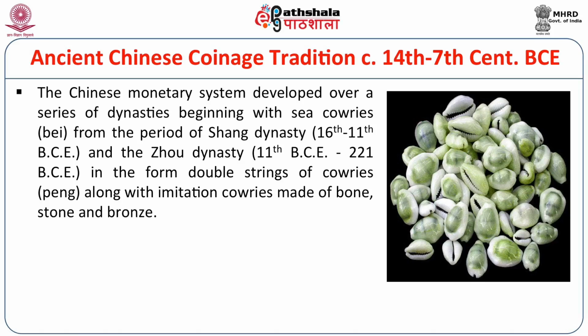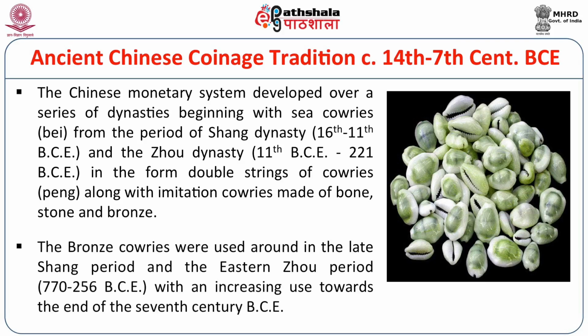And also along with these actual cowries, there were imitations of cowries made from bone, stone and bronze. In the later period, bronze cowries became very, very popular as a medium of money. So we find in the late Shang period and the Eastern Zhou period, which is about 770 BC, an increasing trend towards the use of bronze cowries instead of the actual cowries. And we find them in large numbers as grave goods in excavations.